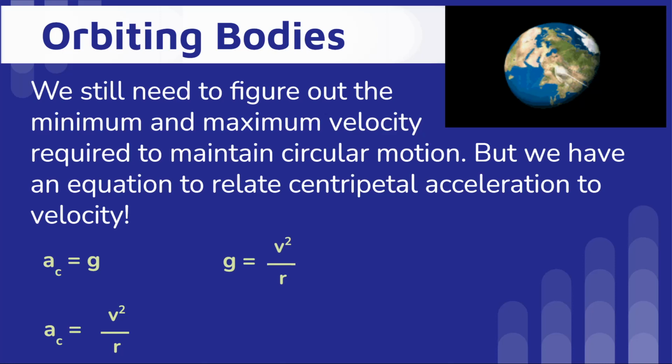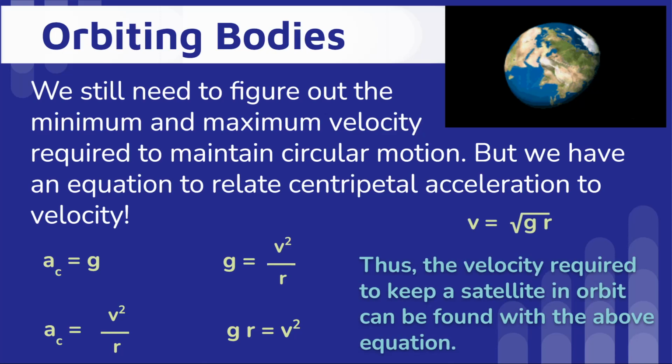If I wanted to determine what that required velocity is, I just need to isolate that variable. If we multiply both sides by r, we get g times r equals v squared, which we then take the square root of both sides. We determine that the velocity required to keep a satellite in orbit can be found with the above equation. The velocity required equals the square root of that gravitational acceleration, that gravitational field strength, multiplied by the radius of the orbit.